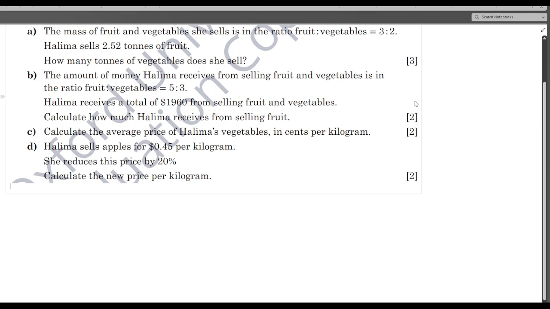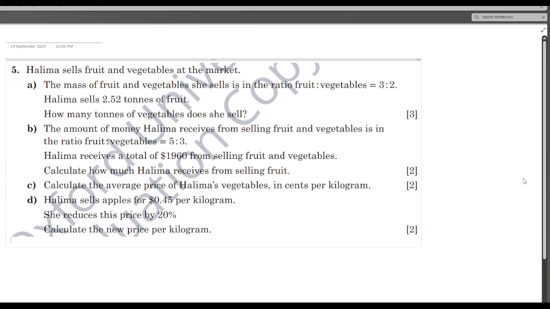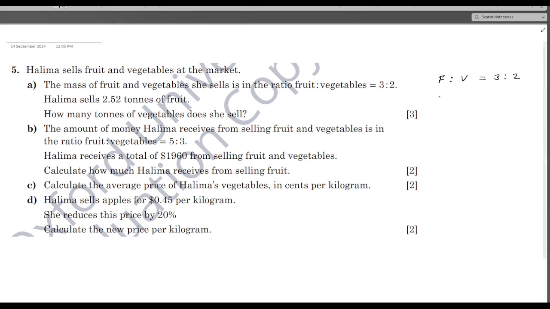So here the ratio of fruit and vegetable, let us solve here only. In short, the ratio of fruit versus vegetable is given as 3:2. Now Halima sells 2.52 tons of fruit. So fruit is 2.52 tons. Vegetable we don't know. We have to find out how much vegetable she will sell.